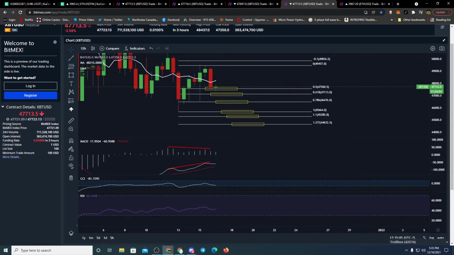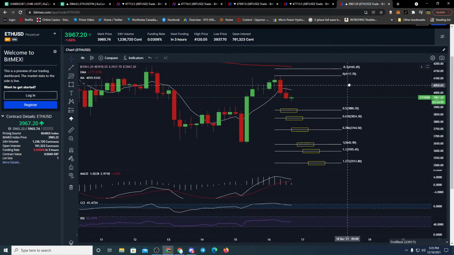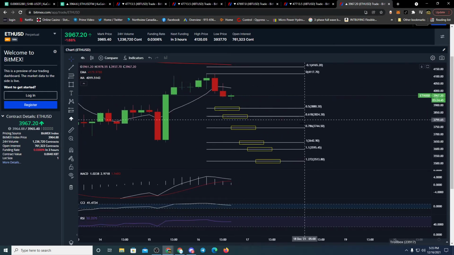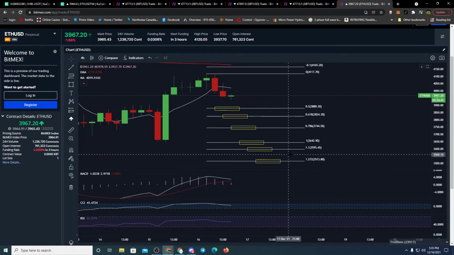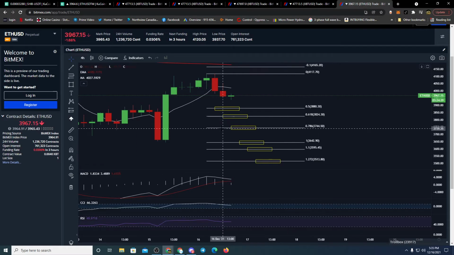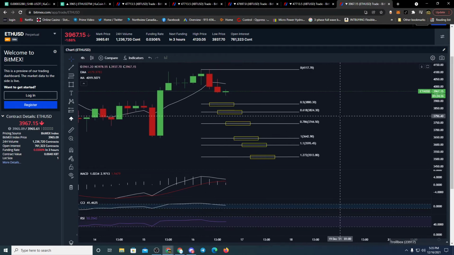So Ethereum, yeah, I did chart it out. These are my targets for Ethereum. What I did for mine is I put it in this area here for my take profit, so I'm not being too greedy. I can just take some profit.